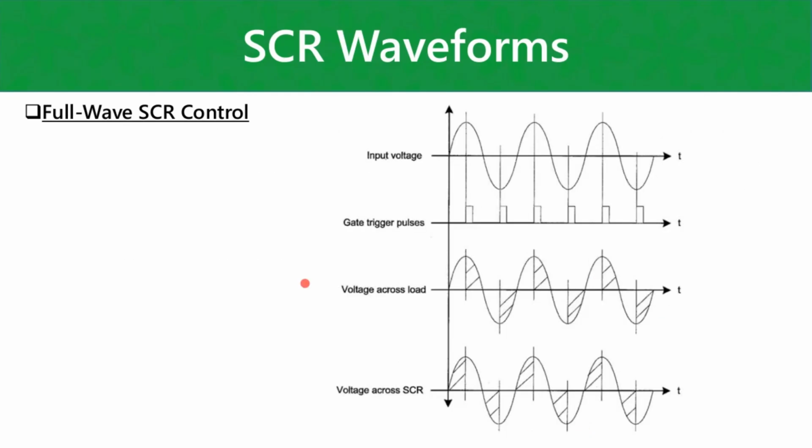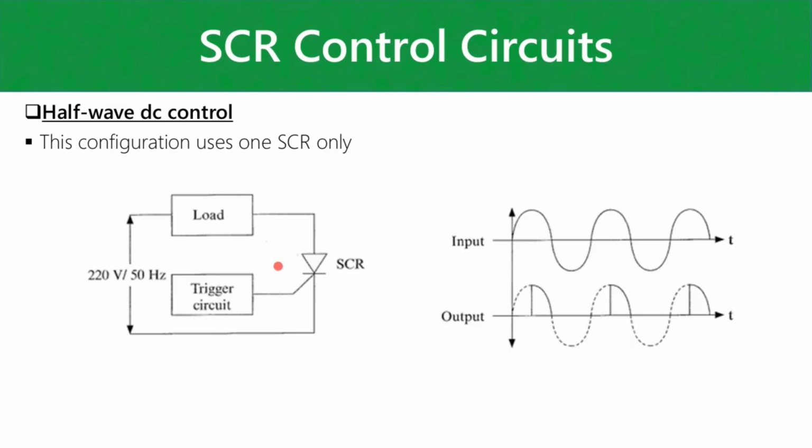And then you also have full wave SCR control. I think what's demonstrated here is full wave AC control with this diagram, but we'll take a look at a few circuit examples in a moment. Now, we can classify SCR circuits as half-wave DC control, full-wave DC control, and full-wave AC control. I don't think there is half-wave AC control.